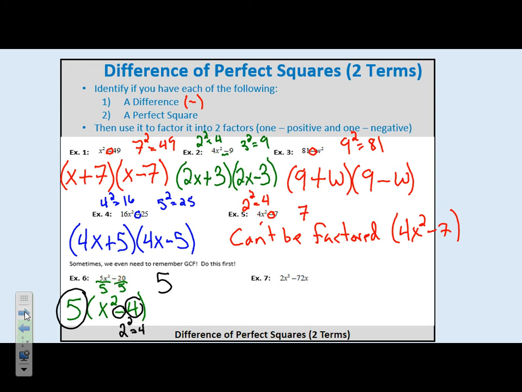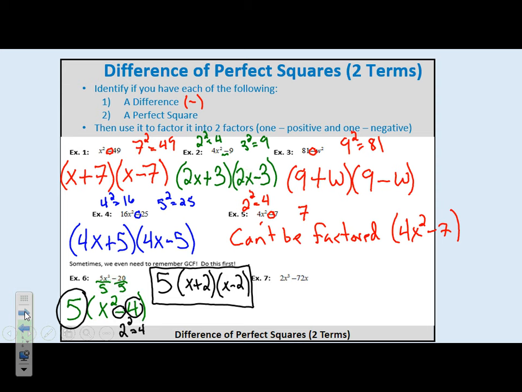We have x squared minus 4, so I'm going to break that into my 2. x plus, x minus, the perfect square of 4 is 2. So that 5 is going to be part of my answer out in front. And then I have x plus 2 and x minus 2.